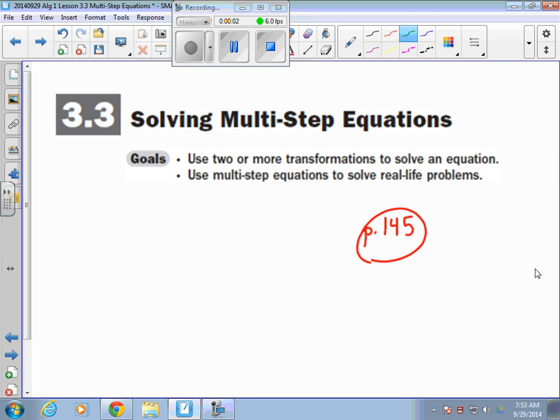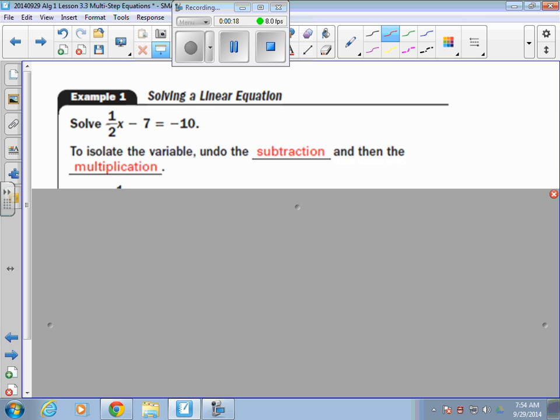This is Algebra 1 Lesson 3.3, solving multi-step equations. A couple of goals: using two or more, that's all multi means, two or more transformations to solve an equation, and then doing the same thing in real life problems. Beginning on page 145 in your textbook. Example number 1 is solving a linear equation.